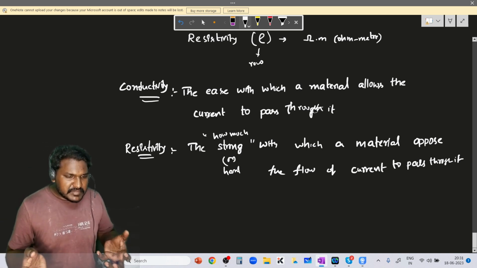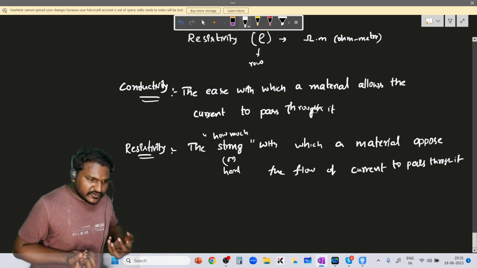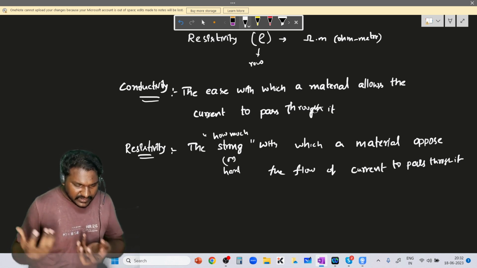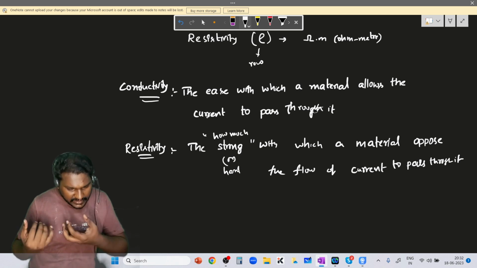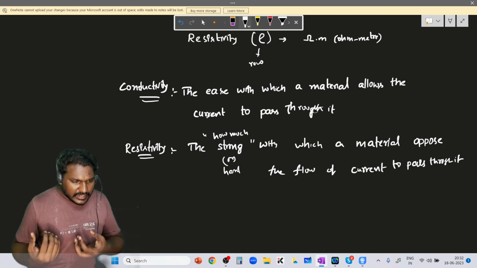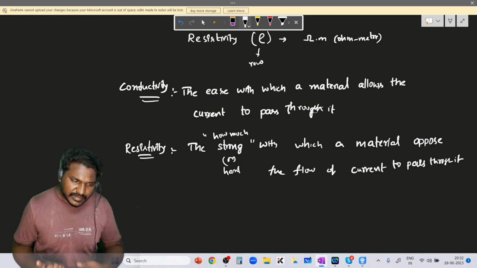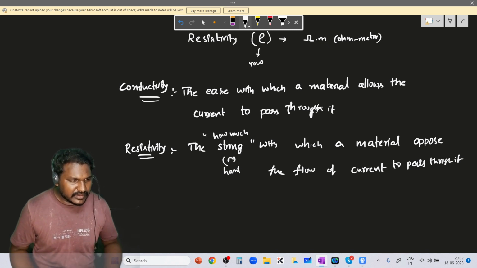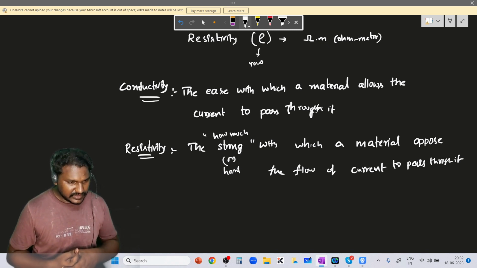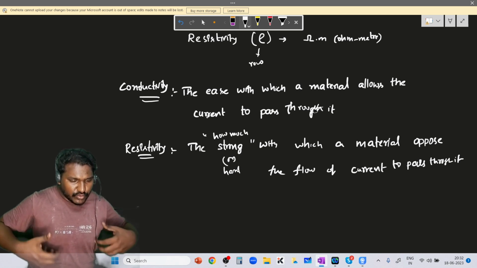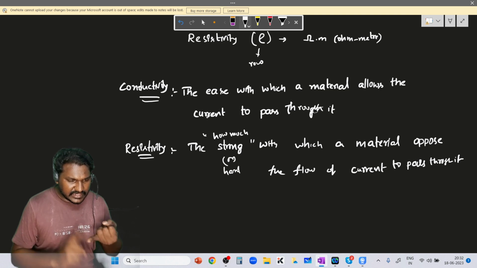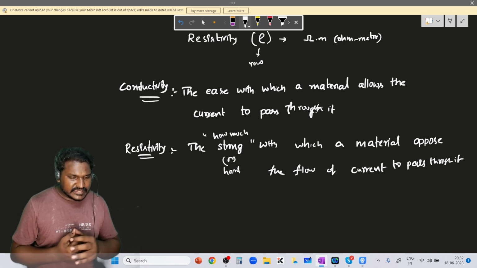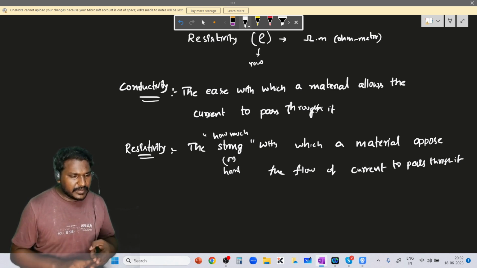The ease with which a material allows the current to pass through it is known as conductivity. Highest conductivity is for silver. It will easily allow current to pass through it. Then copper, like that. Conductivity is very less for plastic, glass, rubber, paper, and wood. Conductivity is highest for conductors like silver, copper, steel, aluminum, and gold, whereas it is very less for insulators like wood, paper, rubber, plastic.